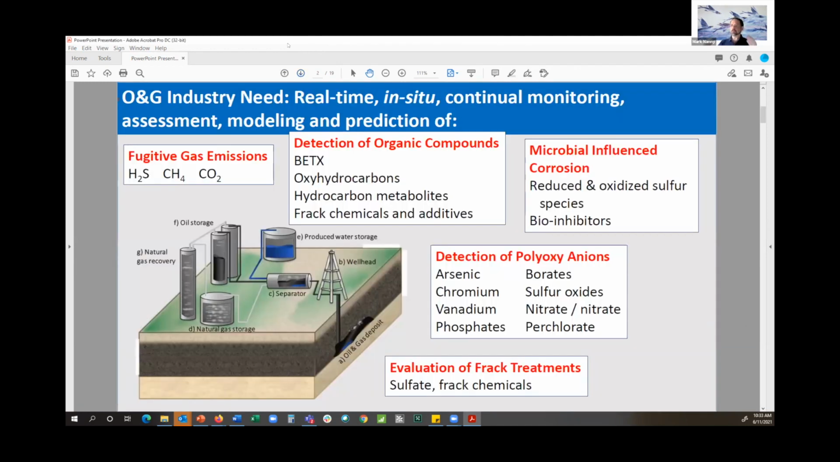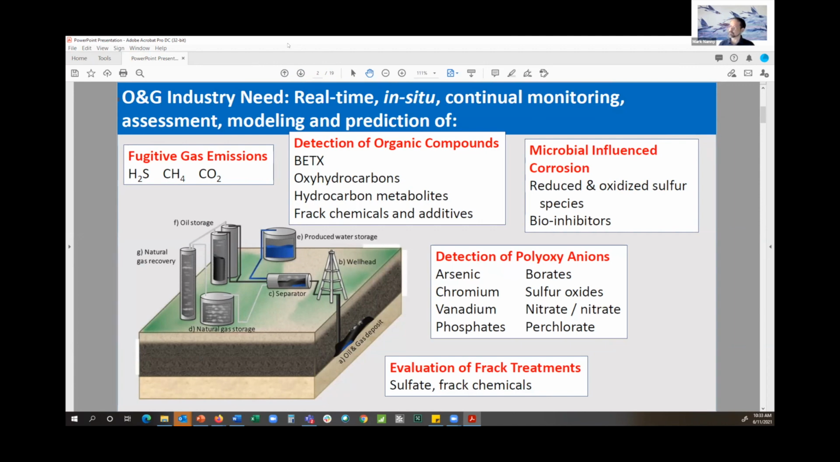So in the oil and gas industry, there is a need for real-time in situ continual monitoring of a variety of compounds, and I've listed them here. I'm not going to go through why each of them is important. You all know that, but clearly, if you want to maximize product or you want to minimize hazards or maximize safety, you need to keep track of these compounds.